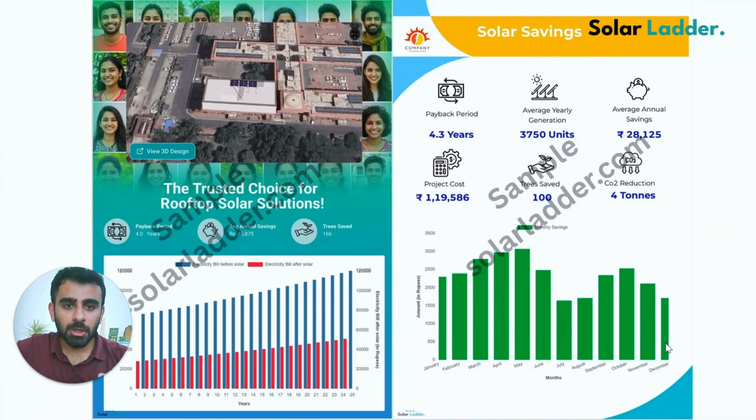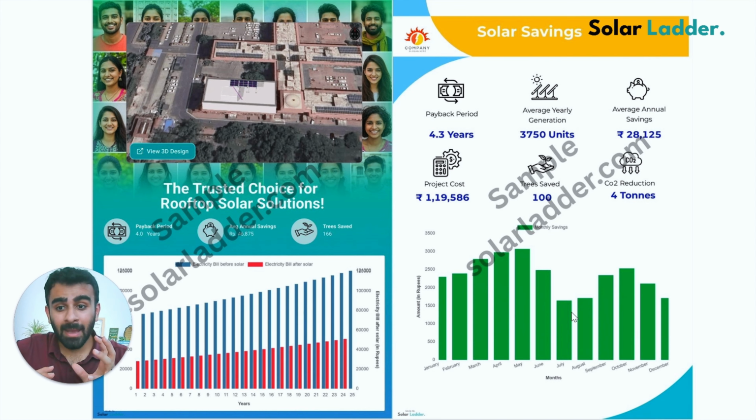The next page we'll talk about is the system overview and savings page. The main reason why anyone installs solar is to reduce their electricity bill. And this page is the opportunity for you to show exactly how much savings they can expect. You can give multiple options. On the left hand side, we have a yearly savings graph, which basically shows the electricity bill before going solar and after going solar. On the right hand side, we have a monthly savings graph to show that during monsoons, the savings will actually reduce.